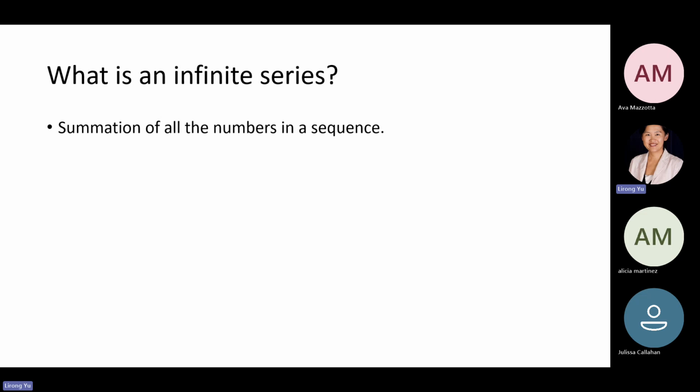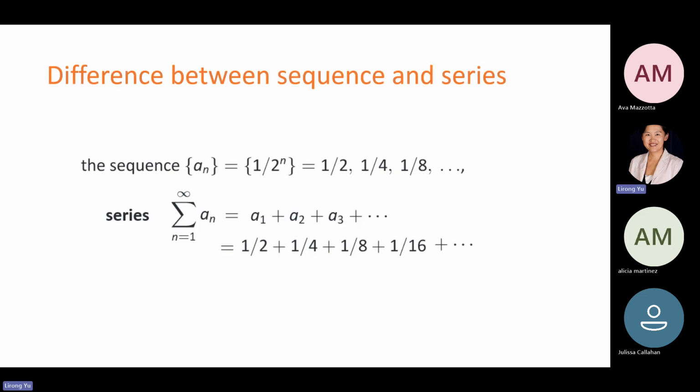We started with the example. This is the example that we did at the beginning. We have a sequence and we also add all the numbers in the sequence. A sequence is a list of numbers that could have some pattern. A series is a summation of all the numbers in the sequence. So sometimes we call it a series, sometimes we call it an infinite series, or infinite is omitted sometimes because the word series itself indicates an infinite sum anyway.